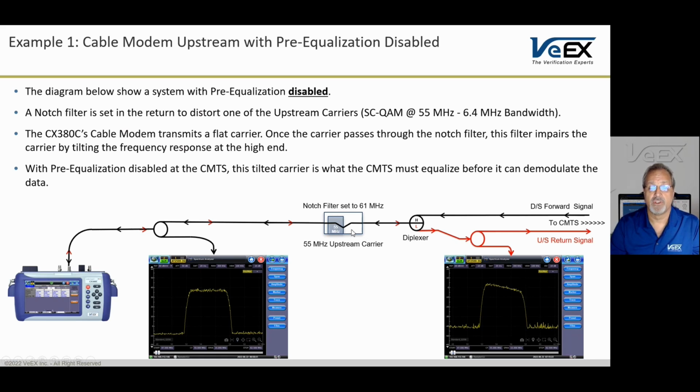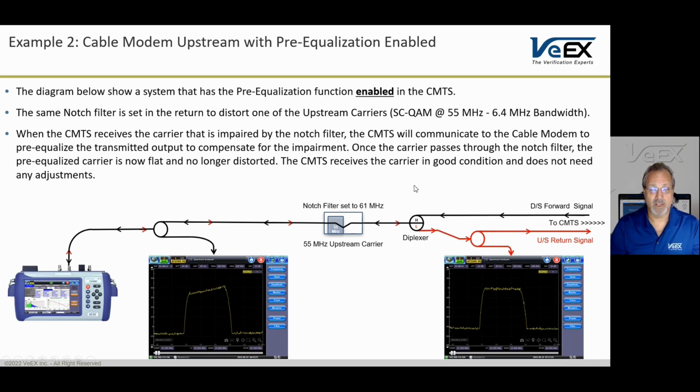which will then kind of skew the top right edge of the channel so that when it gets to the CMTS, it's going to look like this illustration on the right, which shows the channel is now slightly skewed based on the filter. And this is what the CMTS is receiving. This is what the CMTS has to equalize in order for it to continue demodulating and working that channel. So this is the setup with the pre-equalization disabled.